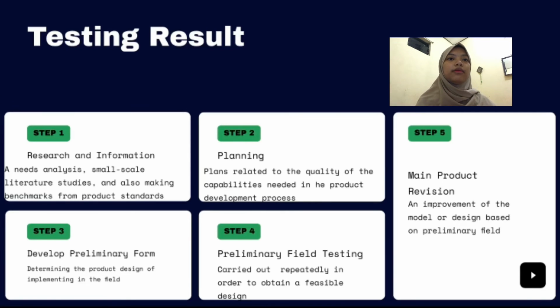Okay, the fifth is main product revisions. This step is an improvement of the model or design based on the preliminary field testing. Improvement to the initial product will be carried out after limited field trials have been carried out.